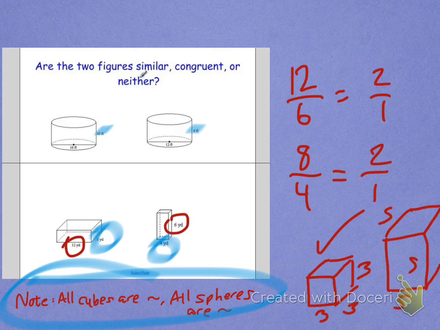The only thing you really care about for a sphere is you're either comparing the diameter or you're comparing the radius. But again, if you have one radius, you have the others. So it's going to have the same ratio throughout.